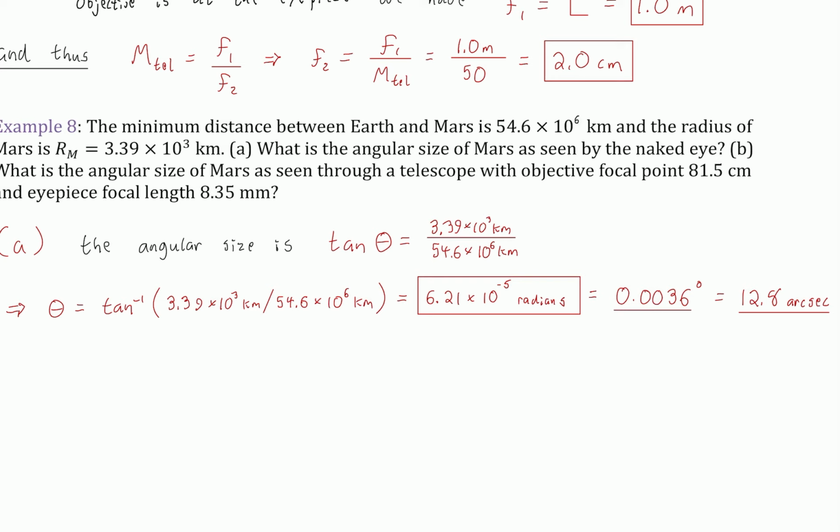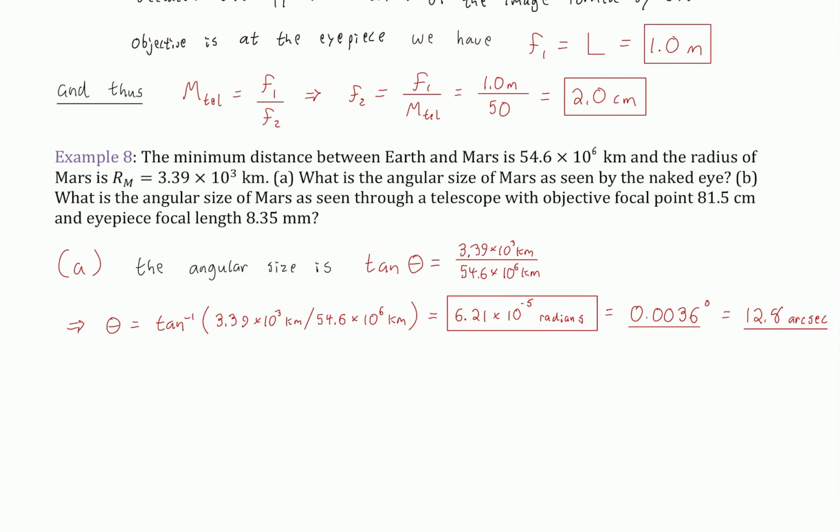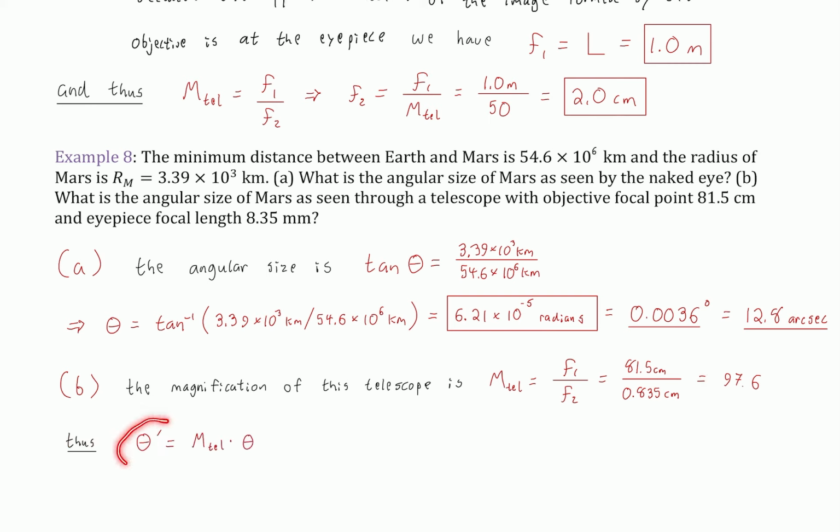All right, but now let's use a telescope. We're going to use a telescope with an objective focal length of 81.5 centimeters, so a long focal length. And then we have an eyepiece focal length, a short one, of 8.35 millimeters. So for the magnification of this telescope, we can simply plug in those focal lengths and find out that it's 97.6. Then we find the angular size by using the definition of the total magnification of a telescope, which is that factor times the angular size seen by the naked eye, the unaided eye.